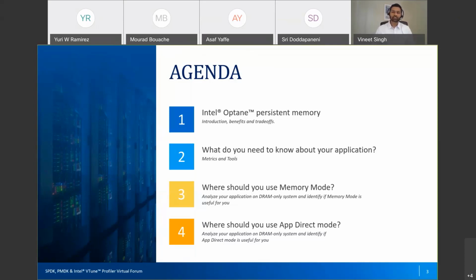So the idea here is that you will collect performance data on your DRAM only system and then try to find out if Optane persistent memory can be useful to you, can benefit you in solving your own problem. So we'll go over first some of the use cases for memory mode and then some of the use cases for app direct mode. And just a reminder, keep posting your questions. After we are done with these topics, I'll address the questions at the end of the talk.